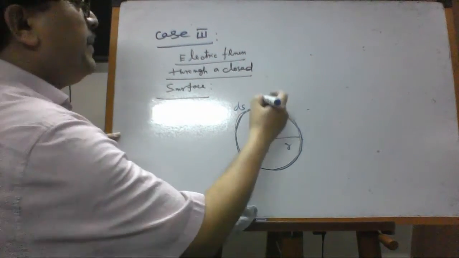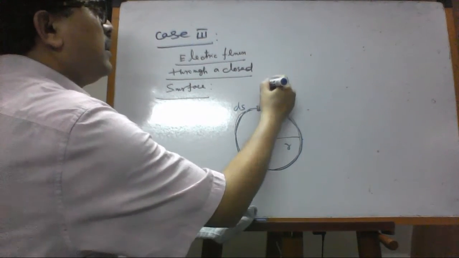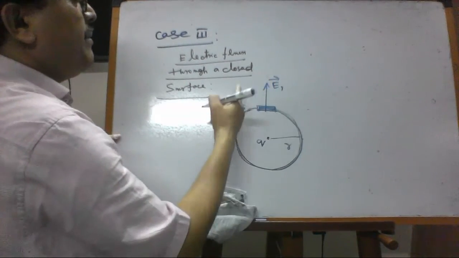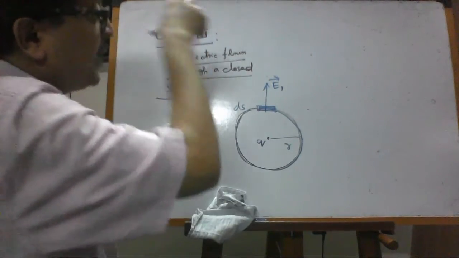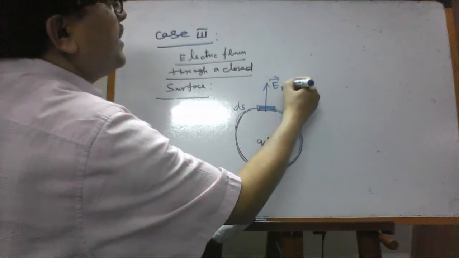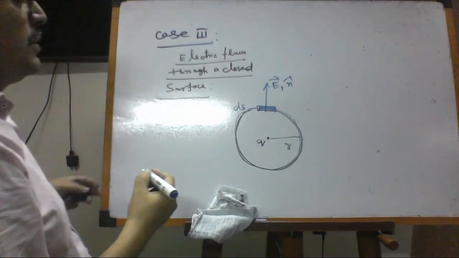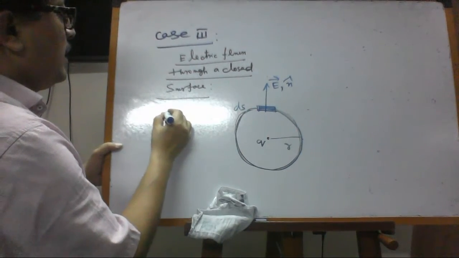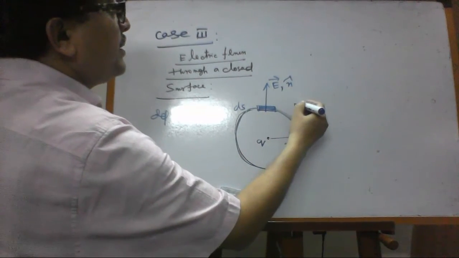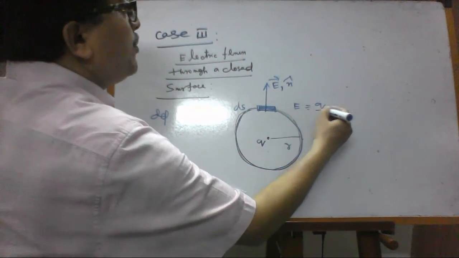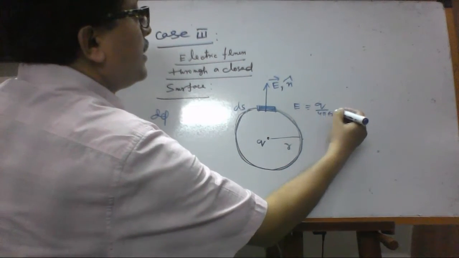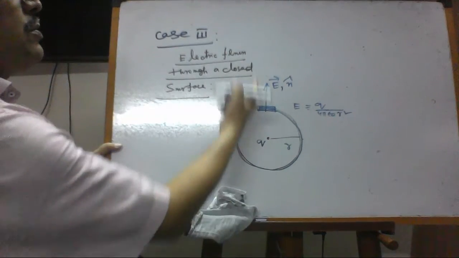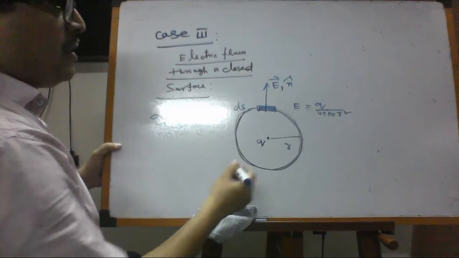Now the electric field will be directed this manner, and the area vector, the unit normal n cap, is also directed this manner. So the flux through this surface is d phi, and you know this E has a magnitude Q by 4 pi epsilon 0 r square, directed normal to any point on the surface of this sphere.